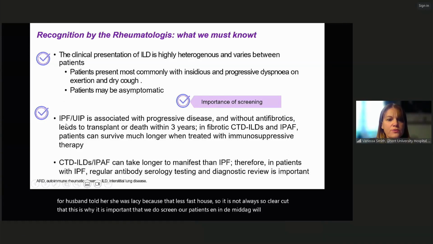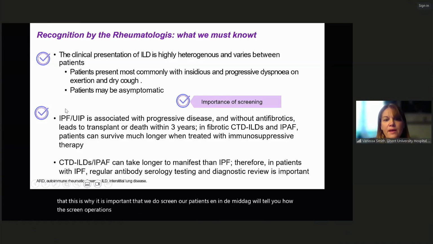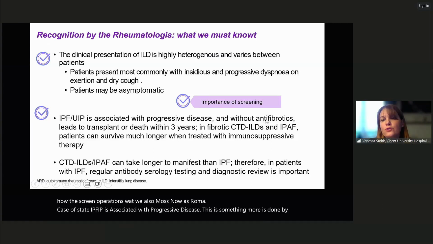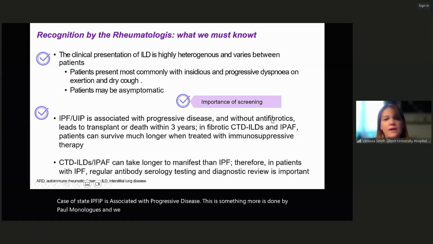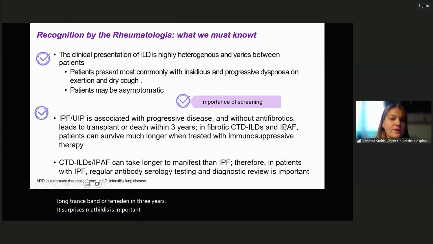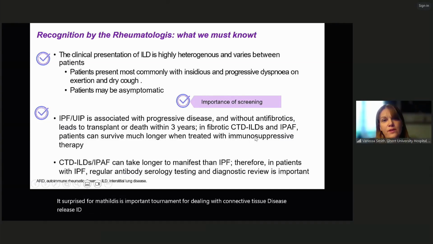What we must also know as rheumatologists is that IPF, UIP, is associated with progressive disease, but this is something mostly done by pulmonologists, and we all know that IPF should be treated with antifibrotics, and if not, it leads to lung transplant or death within 3 years. But for us rheumatologists, it's important to know if we're dealing with connective tissue disease-related ILD or IPF, because then we can treat them with immune suppressive therapy. So management is different.